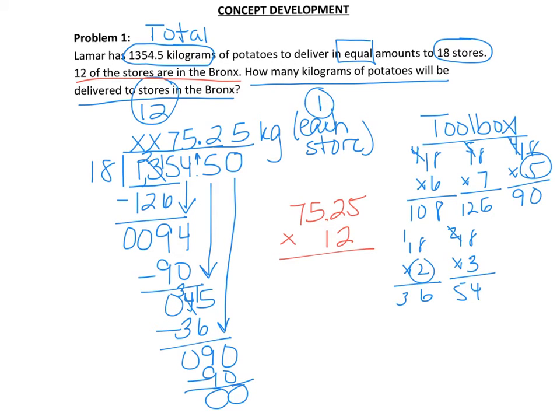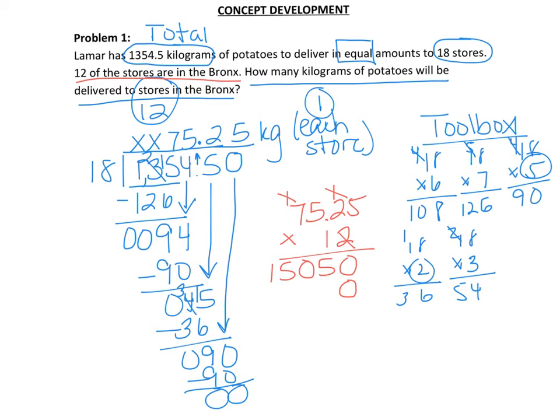2 times 5 is 10. Write the 0, carry the 10. 2 times 2 is 4, plus 1 is 5, lining up. 2 times 5 is 10, carry the 10. 2 times 7 is 14, plus 1 is 15. I'm done in the ones.